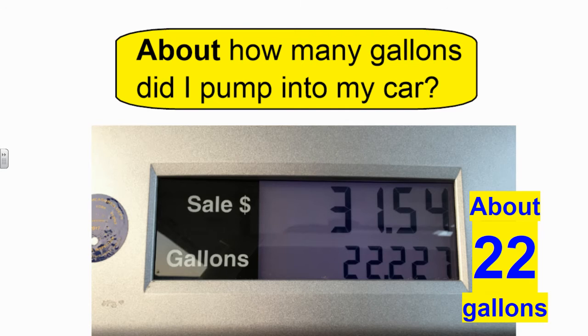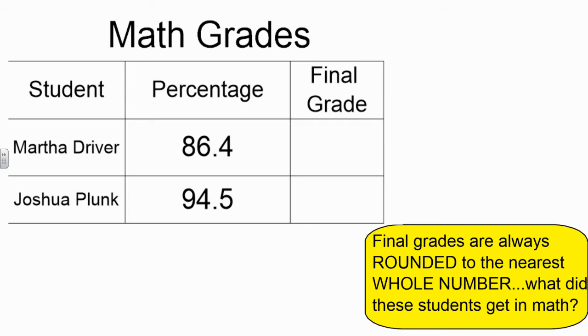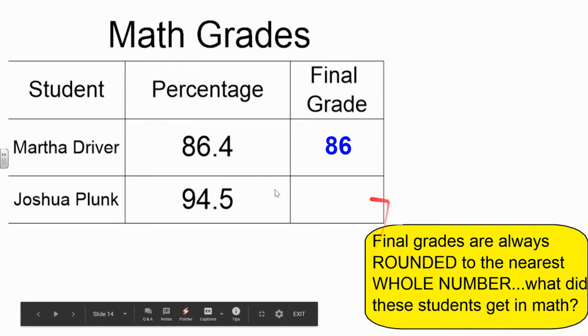Sometimes you don't need that exact amount. When you guys get your grades, for example, it doesn't give us whole percentage grades. It gives us decimal numbers. But our final grade, you'll never see me put 86 and 4/10 on your grade for your quiz. We always round our final grades to the nearest whole number. So Martha, if I round her percentage to the nearest whole number, the actual grade she would get would be an 86% because the 86 is the boss and he does not get a raise.